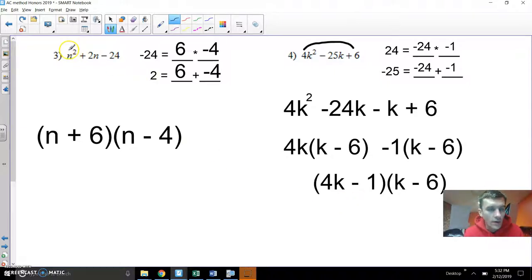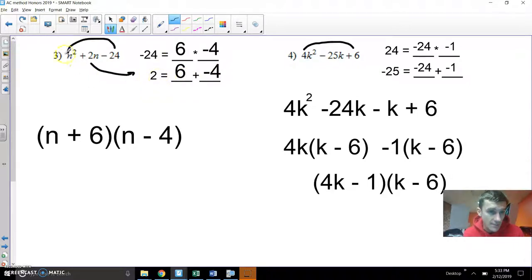But let's walk through one. This is another coefficient of 1. So 1 times negative 24 is my negative 24 that they need to multiply to be. And then the middle term is what they need to add to be. So I took a moment to think about that. 6 times negative 4 is the negative 24 we need to multiply to be. And 6 plus negative 4 is the 2 that they have to add to be.